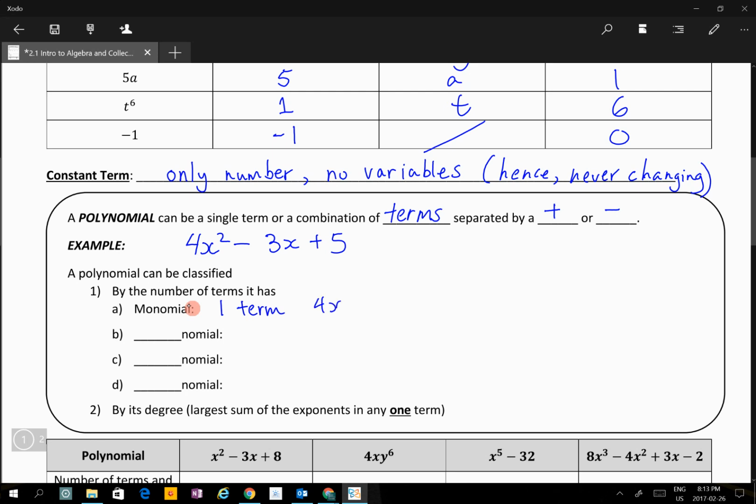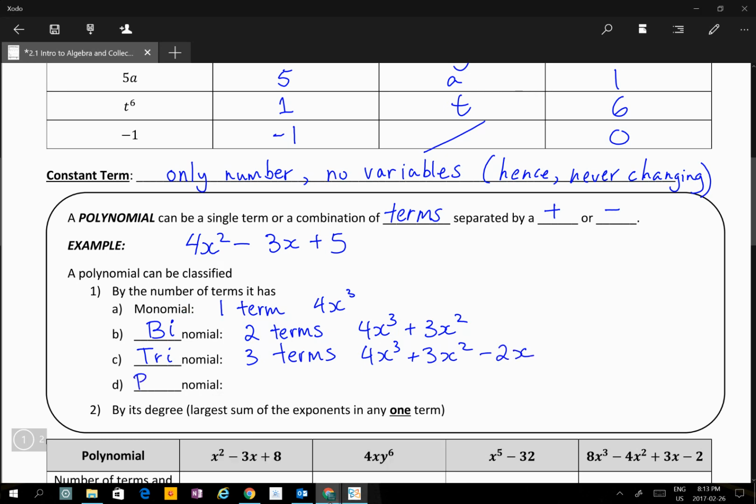Example, 4x cubed. Then we have a binomial, which is a polynomial made out of two terms. An example would be 4x cubed plus 3x squared. Then we have trinomials. These are polynomials that specifically have three terms. An example could be 4x cubed plus 3x squared minus 2x.